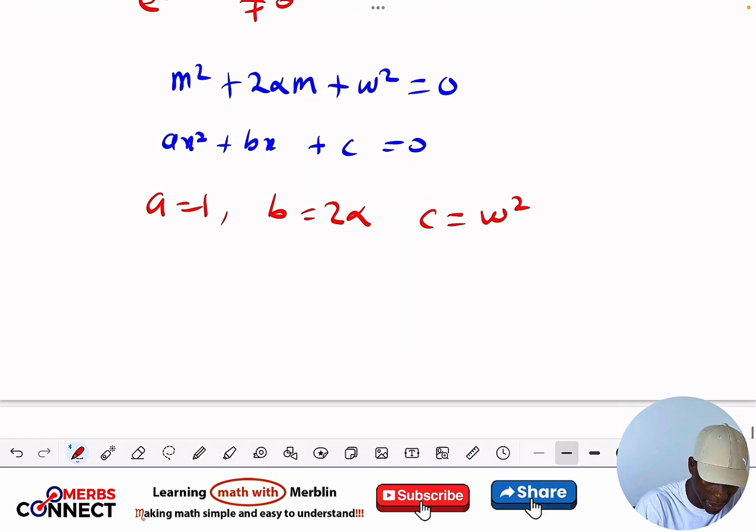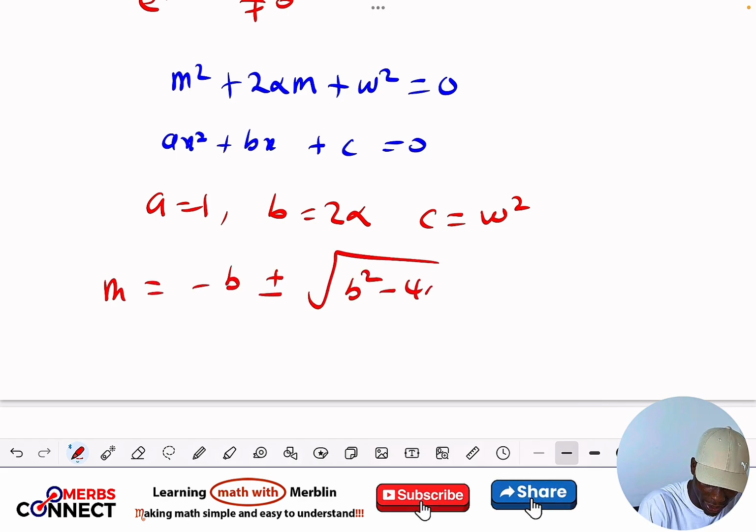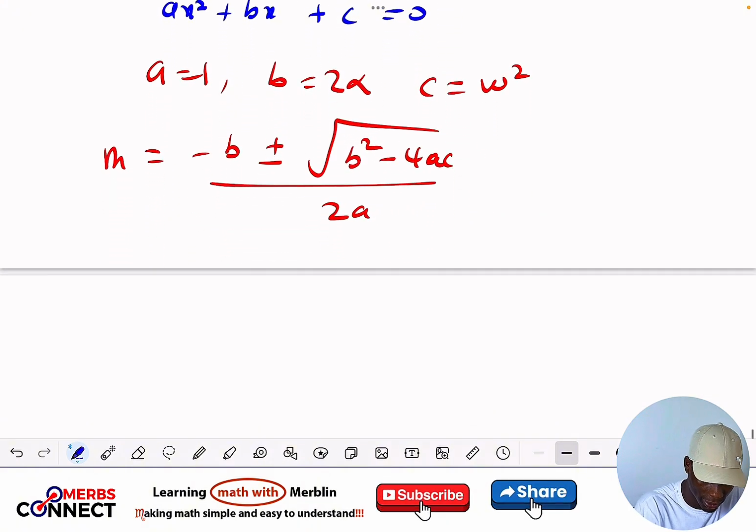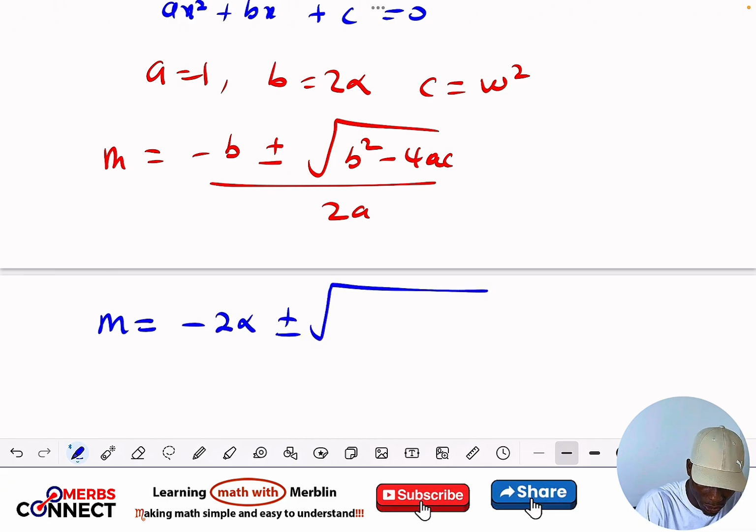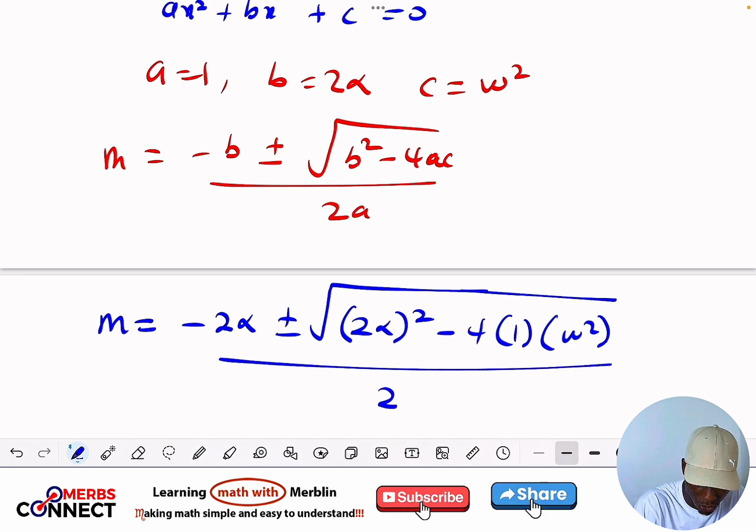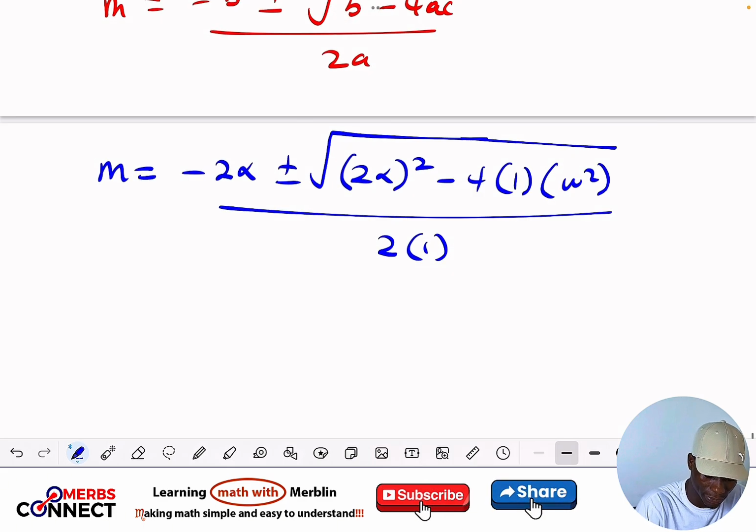So using the quadratic formula, we are going to have m equal to minus b plus or minus the square root of b squared minus 4ac, divided by 2a. So let's do substitution to solve this. m is equal to minus 2 alpha plus or minus the square root of, now b squared, so 4 alpha squared minus 4 times a, which is 1, times c, which is omega squared, divided by 2 times 1.